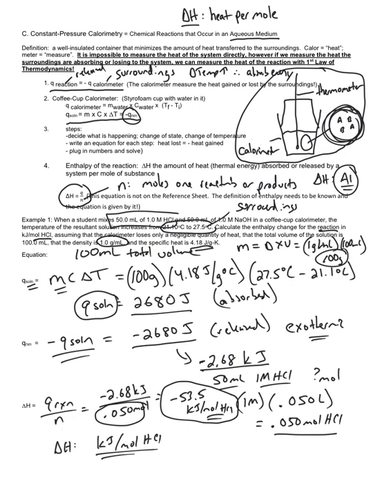Dividing that gives me the amount of heat released per 1 mole of HCl. And that's the purpose of the division. All right, let's turn the page.